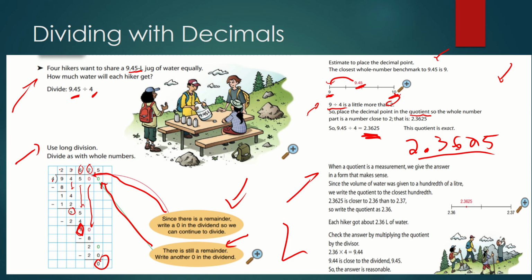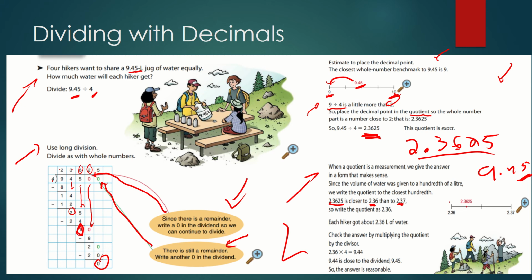But what I'm getting at here is the volume of water was given to 1/100th of a liter. The 100th is in the 5 of 9.45. We write the quotient, which is an answer with dividing, to the closest 100th. So here, 2.3625 is closer to 2.36 than it is to 2.37.